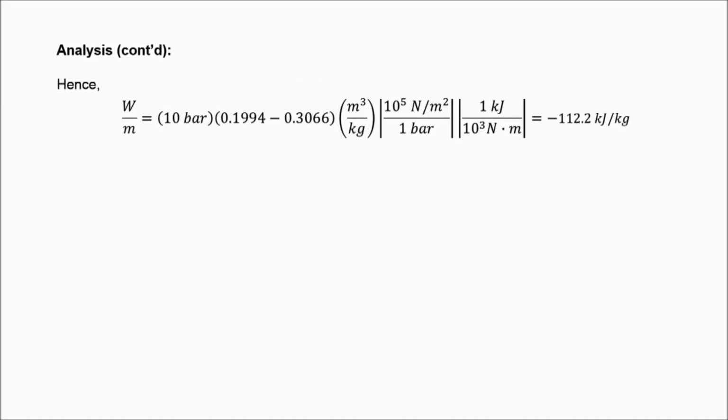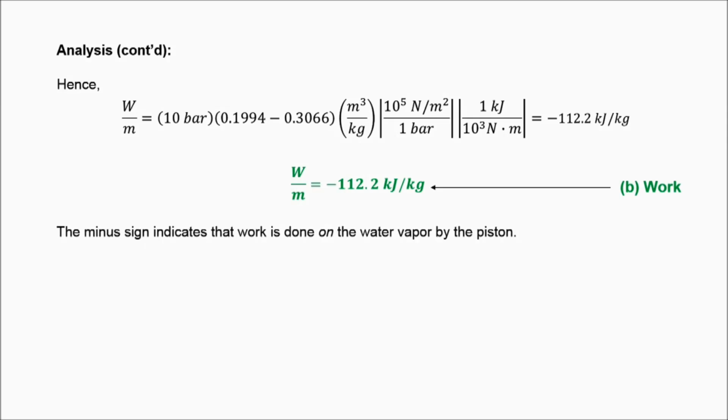Substituting the numerical values for the properties and paying attention to unit conversion, we obtain the value for the work per unit mass for the entire process as follows. W over m is equal to minus 112.2 kilojoules per kilogram. Note the conversion from bars to pascals and joules to kilojoules to calculate the work per unit mass in kilojoules per kilogram. This is the answer to Part B that we were seeking, namely the work per unit mass for the entire process. The minus sign indicates that work is done on the water vapor by the piston.